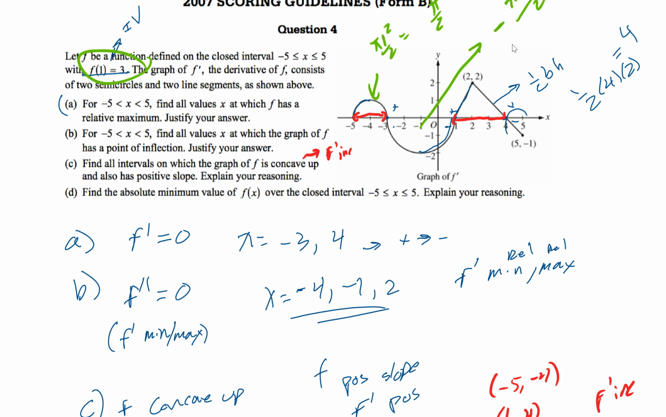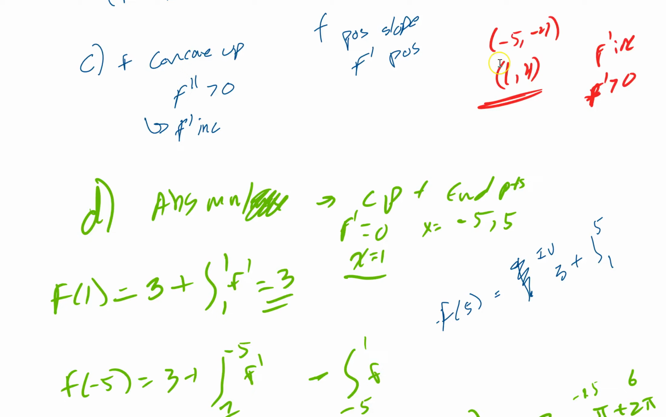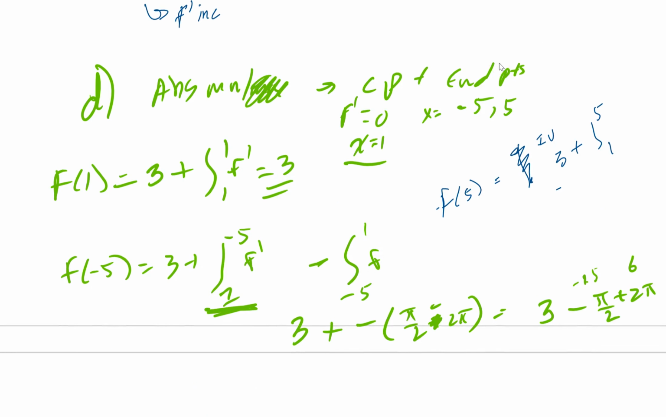And then minus the area of this triangle. So that's 1 and 1, so 1/2. So 4 minus 0.5, so 3.5. So this is going to be 3 plus 3.5, which is going to be 6.5. So my min is 3 at x equals 1.